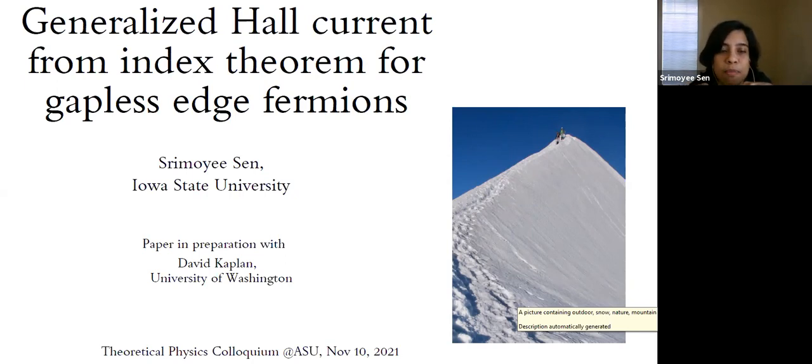Those of you who know my collaborator will not find it surprising that we are working on edge states. He seems to have an affinity towards edges of mountains. So it's not surprising that we're working on edge states. So that's the picture here.